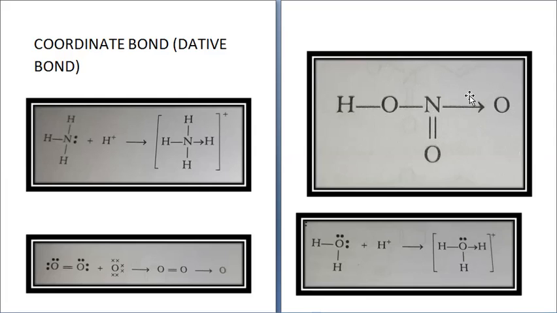The same thing you can see in case of hydronium ion, H3O+. Now in this, oxygen is the donor atom. It forms a coordinate bond with hydrogen, which is shown by this arrow.